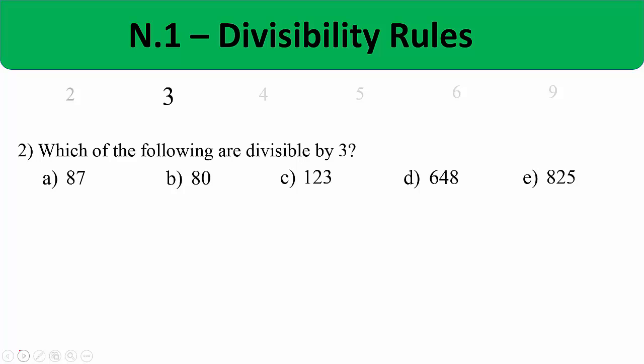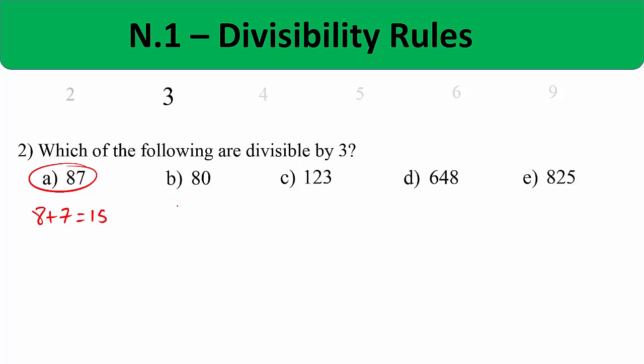The next factor we're going to look at is 3. We know a number is divisible by 3 if the digits of the number add to a number that is also divisible by 3. So what does that mean? This first example, 87, if we add together 8 and 7, we get 15. 15 we know is divisible by 3. Therefore, the original number, 87, is also divisible by 3.